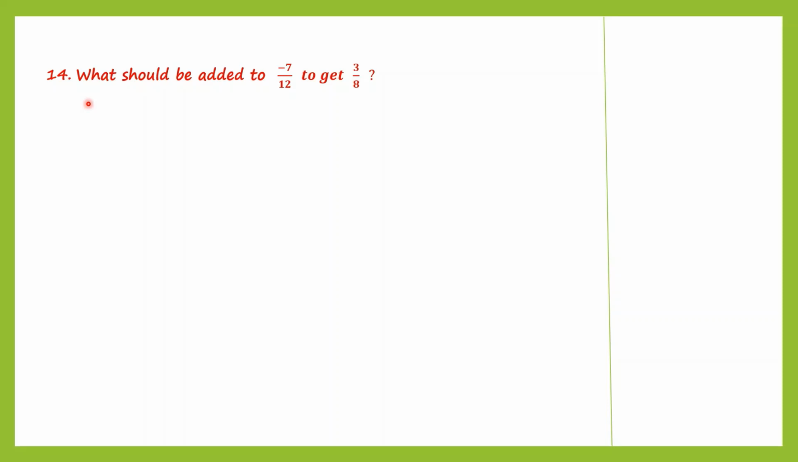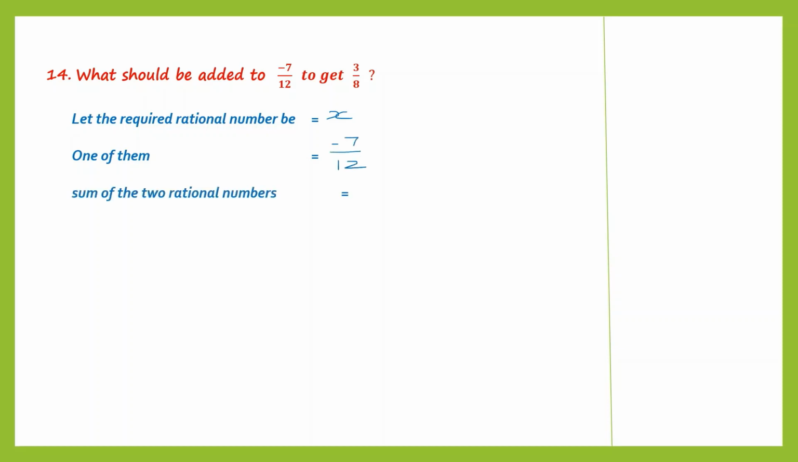Question 14. What should be added to minus 7 by 12 to get 3 by 8? So let the required rational number be x. One of the numbers that we have given to us is minus 7 by 12. Sum of the two rational numbers, when you add up these two, you must get 3 by 8. So that means if we add up x and minus 7 by 12, we should get 3 by 8.